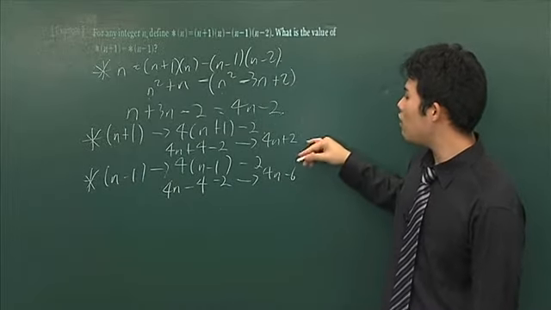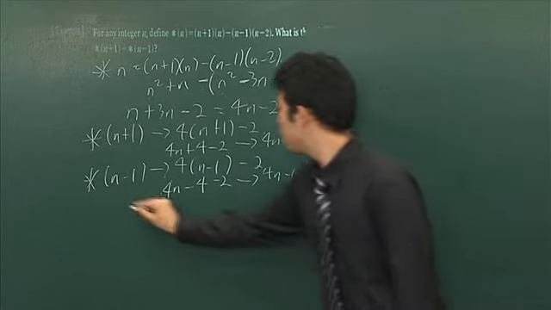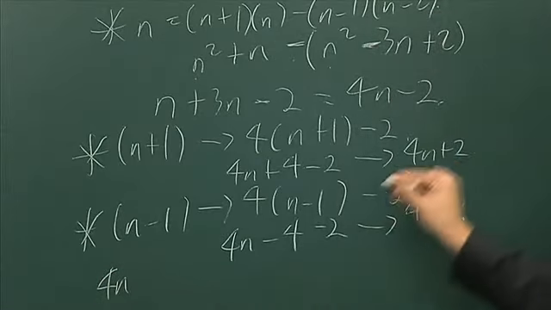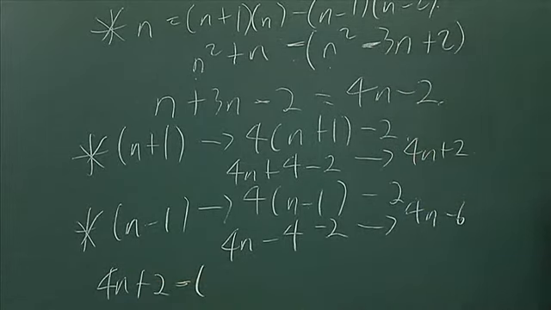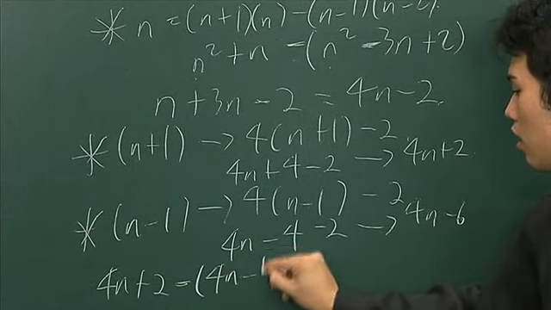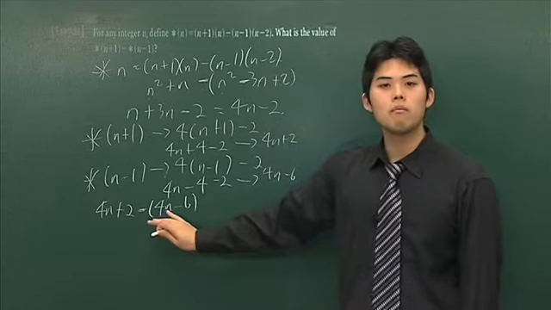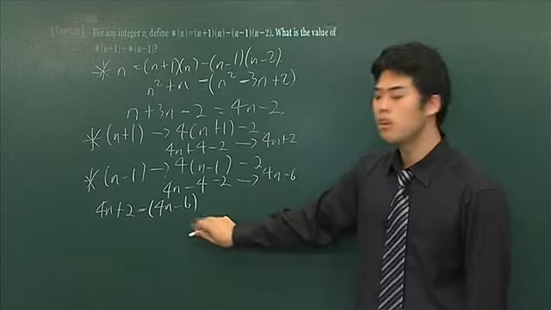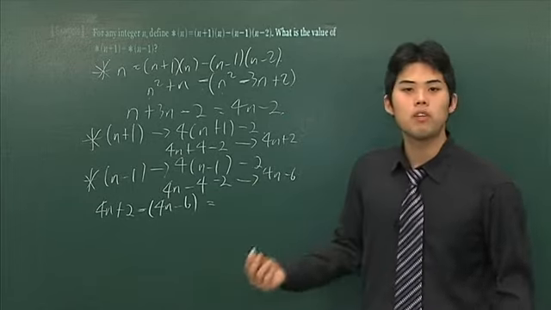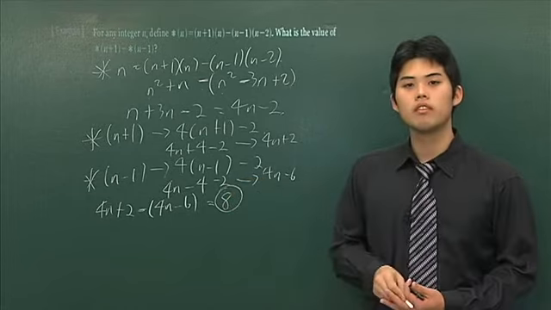Well, knowing all this, I want to subtract this from that. So let's do that. 4n plus 2, subtracted by what? 4n minus 6. Okay, look, the 4n's will cancel out, 4n minus 4n. But then here we have 2 minus minus 6, which actually is what? 2 plus 6, which gives us our final answer of 8.